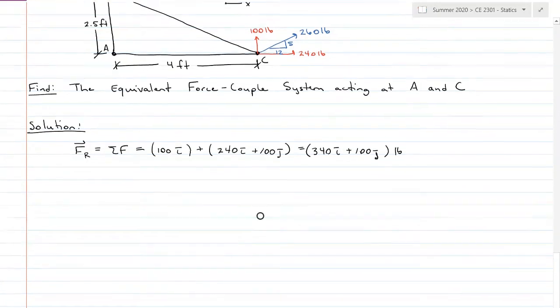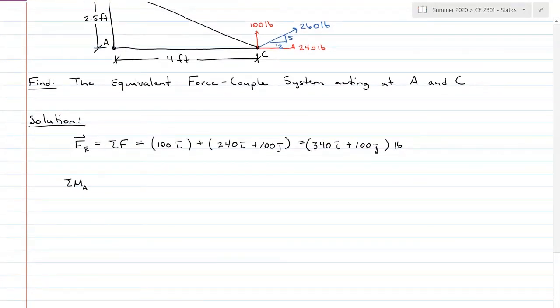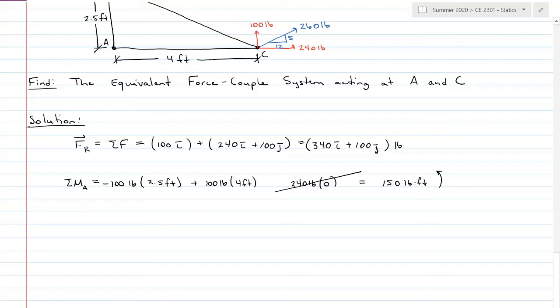Next, I need to sum my moments about A. So that is going to equal the moment at B, 100 pounds, acting at a distance of 2.5 feet. And that causes a clockwise moment about A, so that's negative. And then I have the 100 pounds acting at 4 feet. That's the vertical component at C, and it is acting counterclockwise. And then I have the 240 pounds acting vertically at 0 from A. So that is going to be unnecessary in our equation. My moment at A is 150 pound-feet acting counterclockwise.